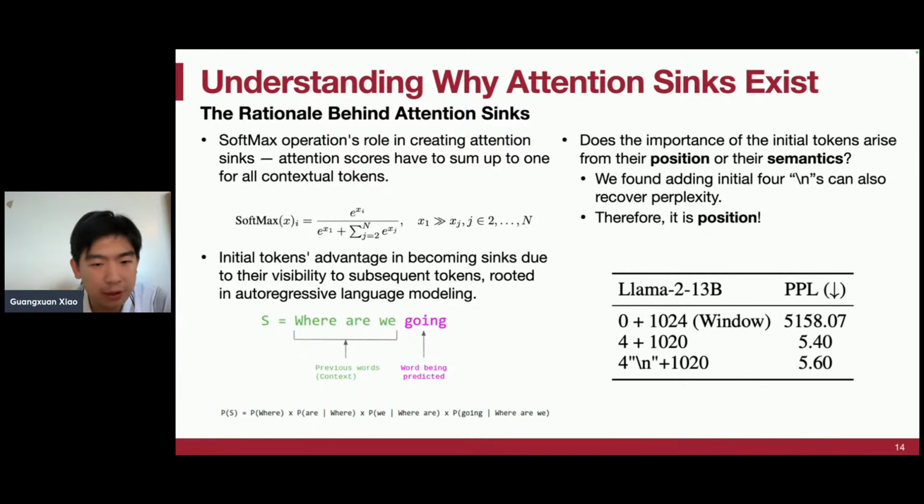And if we replace the initial 4 tokens with 4 line break tokens with no meaning, we still find that 4 line break tokens plus 1020 recent tokens still recover the model perplexity. So this concludes that it's not because the first several tokens are semantically important that the model relies highly on them, but because they are encoded at the front, as initial tokens, that the model wants to attend to them very strongly.